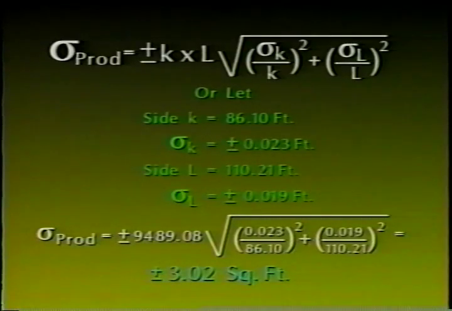Next to be considered is the error developed in multiplication of measurements, such as for determining areas. This graphic illustrates the determination of expected error in a calculated product. The completed calculation states the product has a standard error of plus or minus 3.02 square feet.